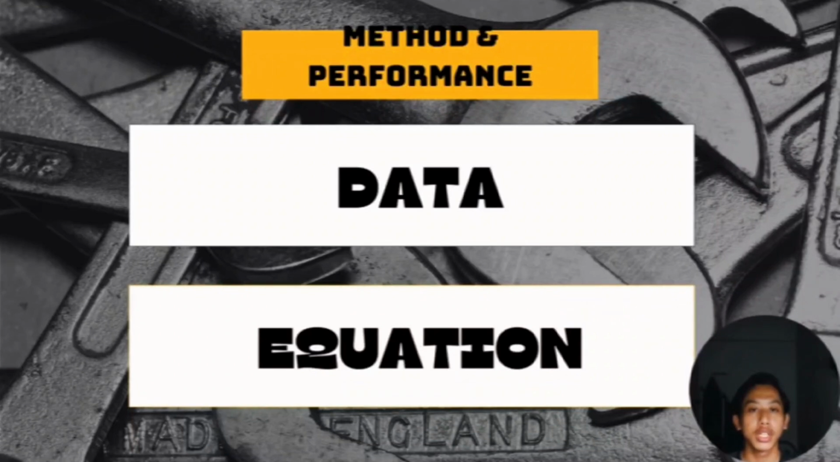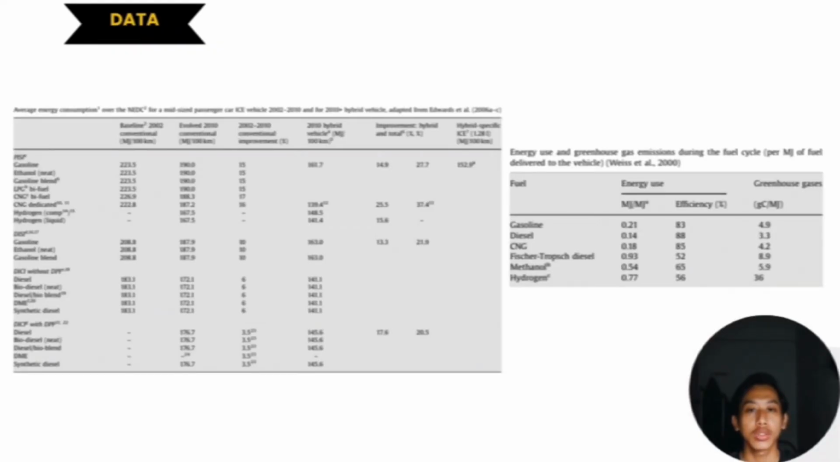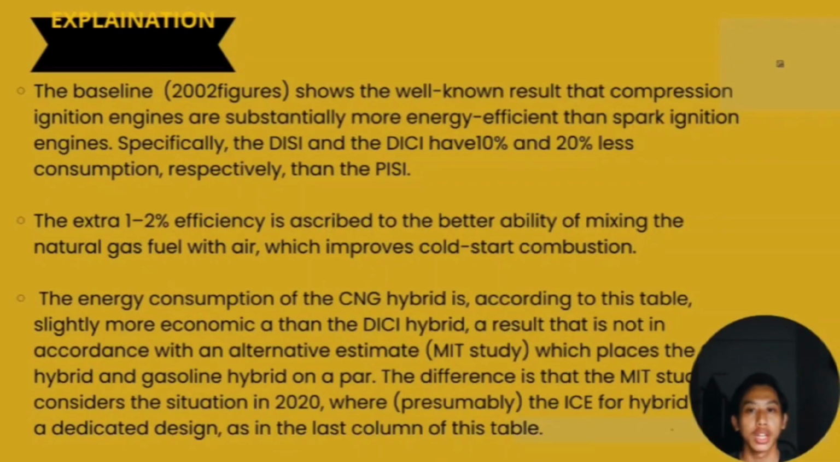Now I will be talking about method and performance. Method and performance is divided into two parts, which are data and equation. This is the data collected during the experiment. Now the explanation. The baseline shows the well-known result that compression ignition engines are substantially more energy efficient than spark ignition engines.